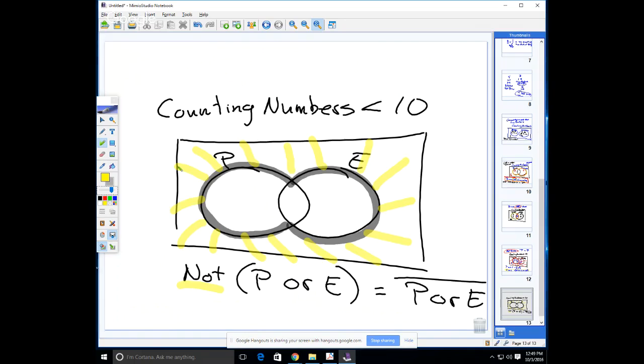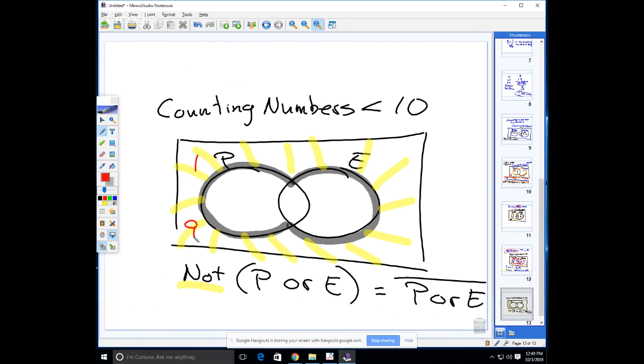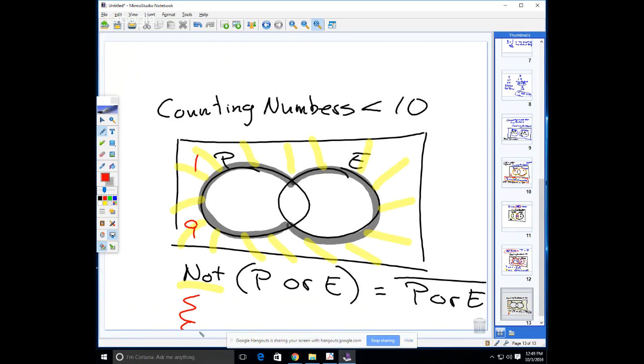Okay. So that means in this case it'd be 1 and 9, right, from my previous one. 1 was out here, 9 was out here. So the elements of this set, oops, that's supposed to be a curly bracket, are 1, 9 would be my answer.